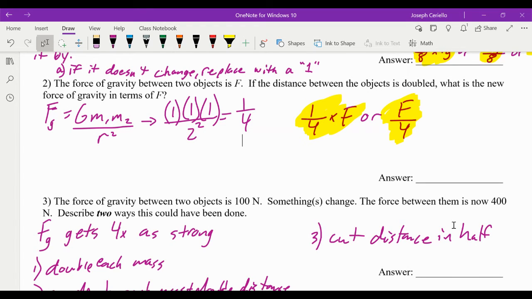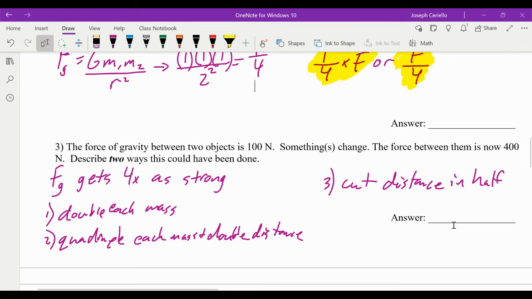Now, number 3 was very open-ended. Basically, I don't want you to put any real numbers in or try to figure out the masses or the distances. I'm basically telling you that the force of gravity is 100 newtons. We're going to change something. I'm not going to tell you what. And now the force is 400 newtons. So it got 4 times as strong.